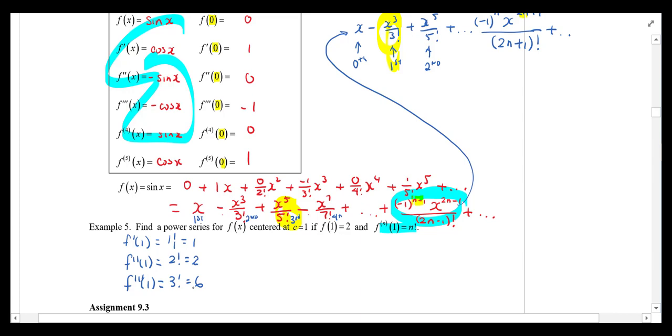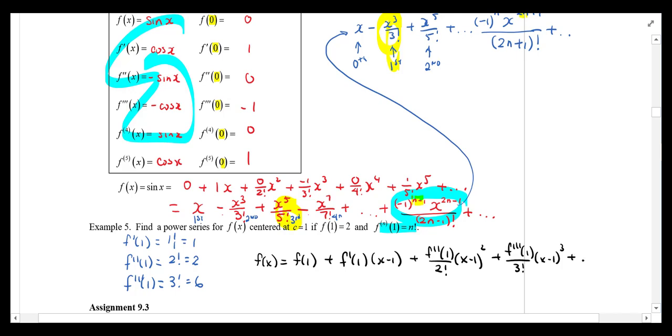So, trying to find the power series now. f of x is equal to, well, it's centered at 1, so f of 1 plus f prime of 1 times x minus 1 plus f double prime of 1 over, don't forget, 2 factorial, x minus 1 squared. I'll write out one more term, f triple prime of 1 over 3 factorial, x minus 1 cubed, and don't forget plus dot dot dot, because it's a power series.